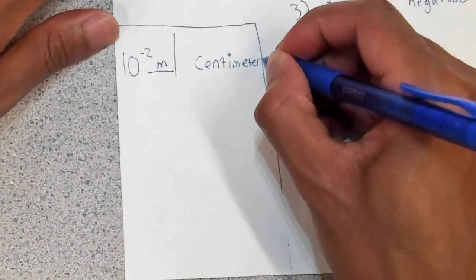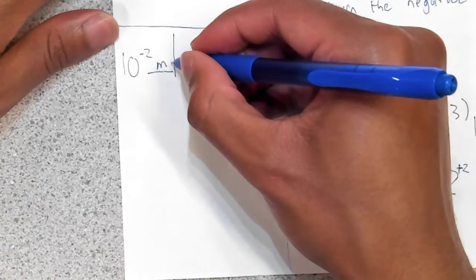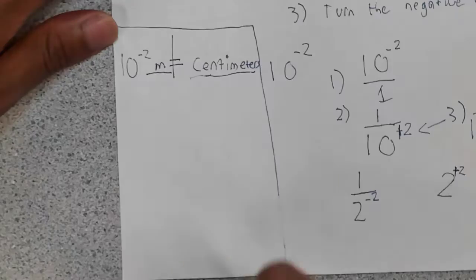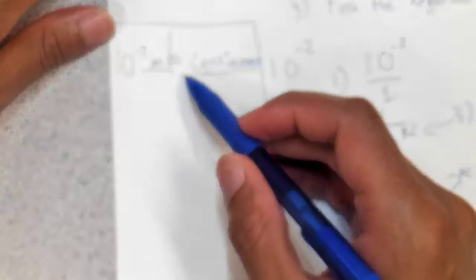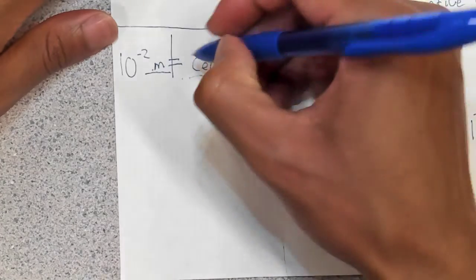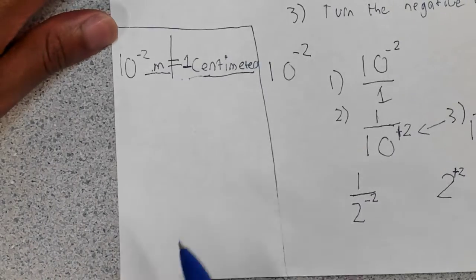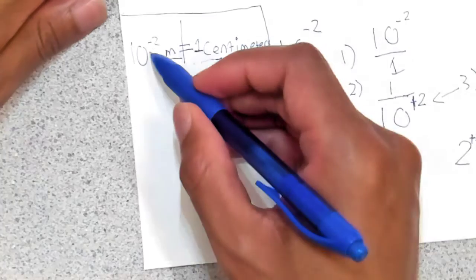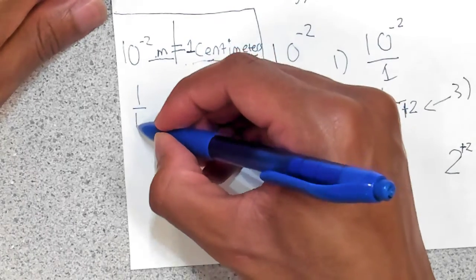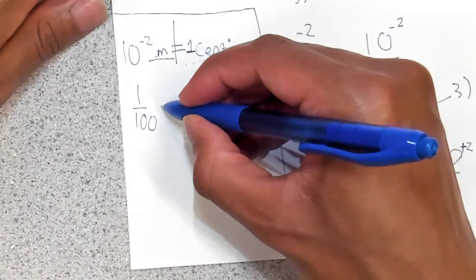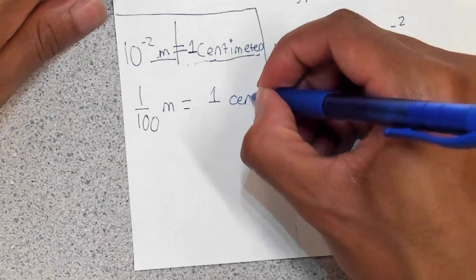I'll write that over here. And I'll pretend there's an equal sign right here. So now it's 10 to the negative 2 meters equals how many centimeters? It's just 1. So using what we learned earlier, we know that 10 to the negative 2 is just 1 over 100 meters equals 1 centimeter.